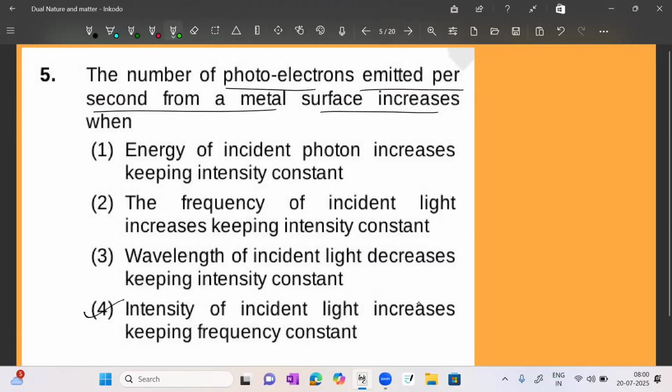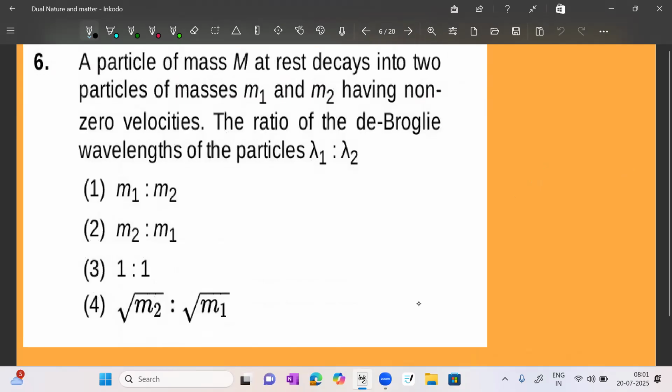Can you write? Number of photoelectrons is directly proportional to the intensity. Right. Okay. Next, see problem number 6.